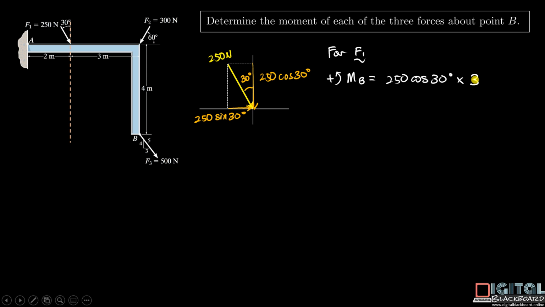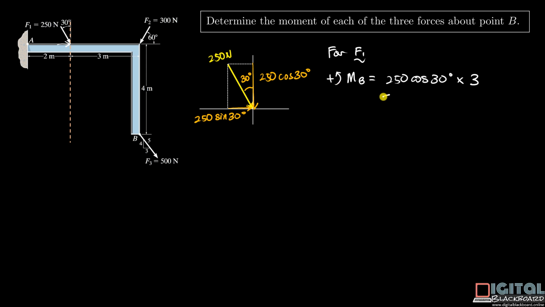And then now let's consider the horizontal component. Horizontal component is 250 sine 30 degrees, and it is going to bring about a clockwise moment about point B, right? So this horizontal component is pointing to the right, so you can imagine that this horizontal component is going to rotate the structure clockwise. So it is negative because our convention is that positive is anti-clockwise.